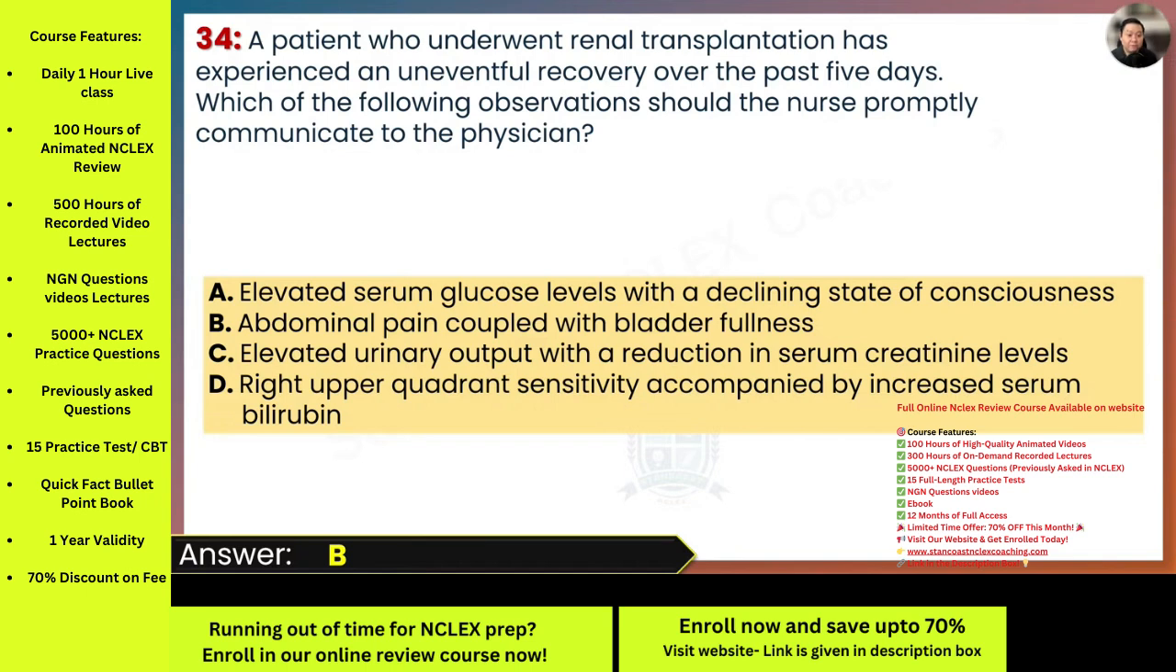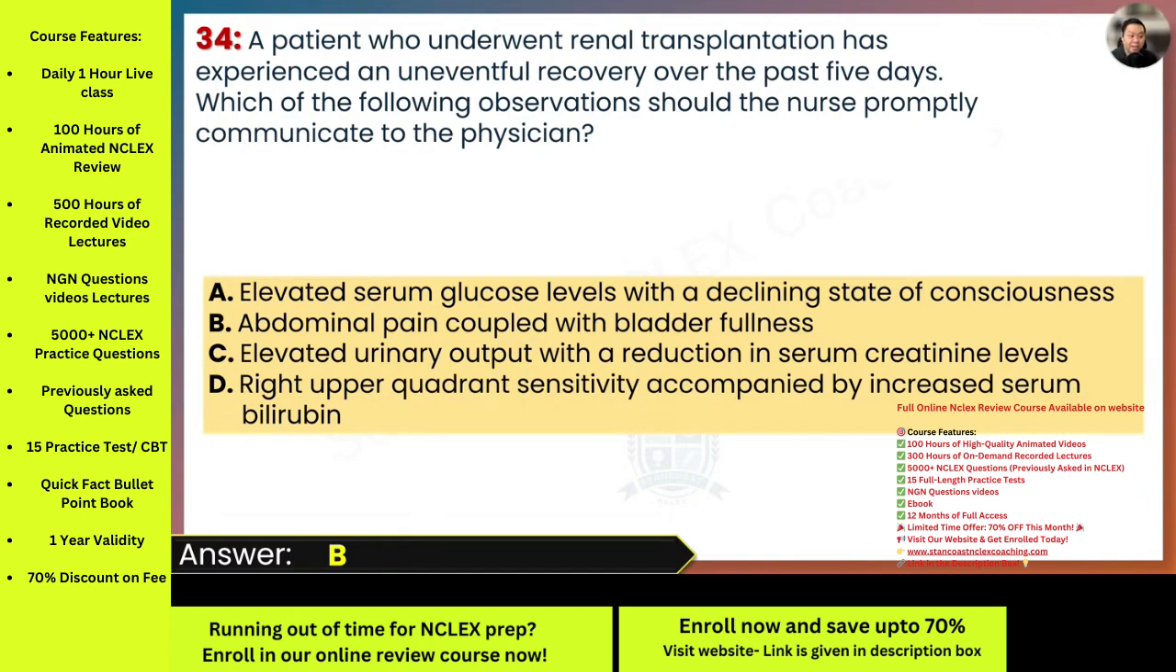And the bladder fullness may also indicate that urine is unable to pass normally from the kidney, and the abdominal pain can result from the increased pressure on the urinary system. And so this must be communicated to the physician quickly because it could jeopardize the success of the kidney transplant.